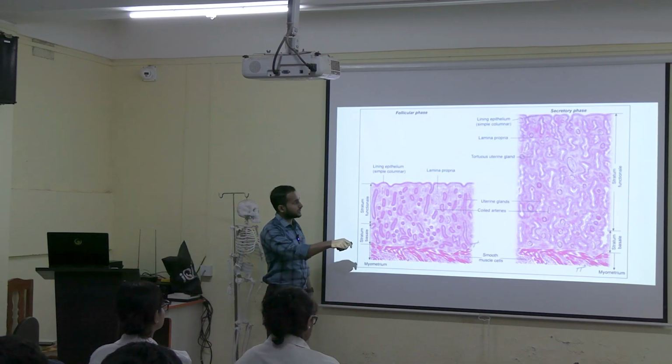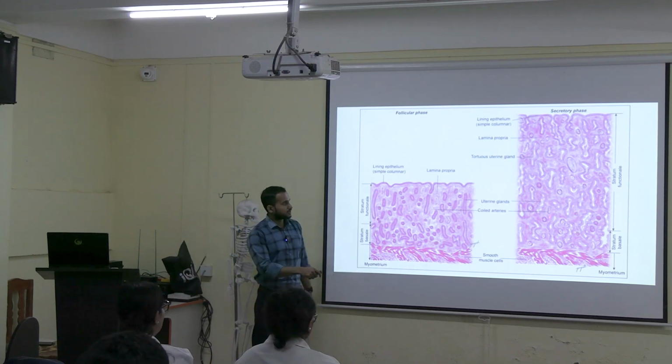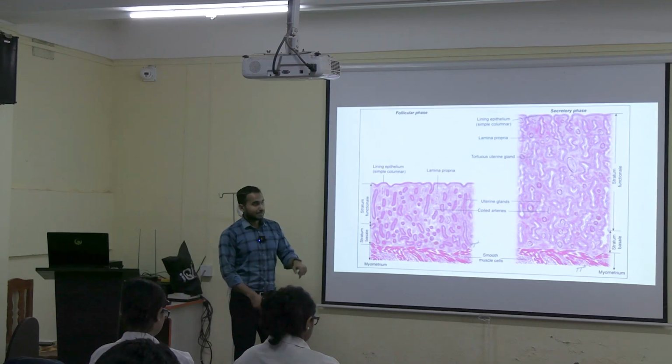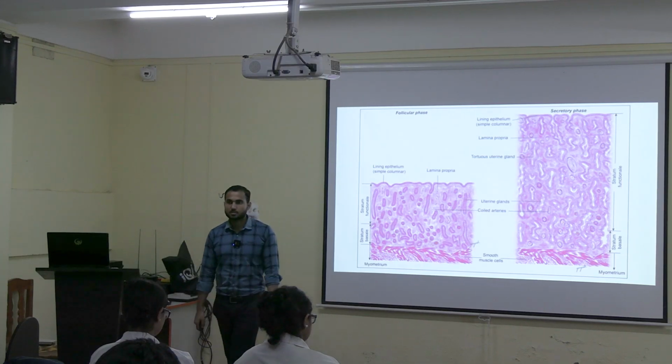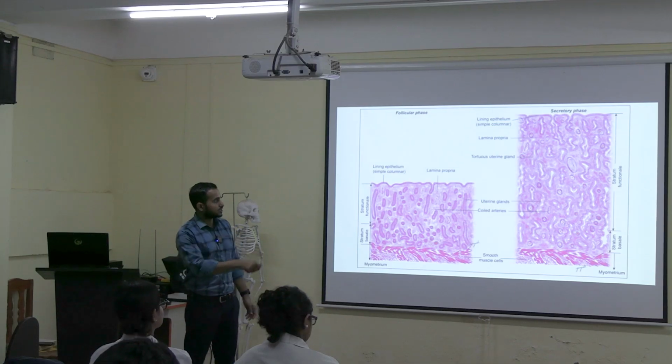Just see the difference between the thickness of the endometrium. Here the endometrium is thicker. Next you can see glands are present over here also, but the size, shape and structure of the glands change. Along with that, glands become more tortuous in this particular stage.